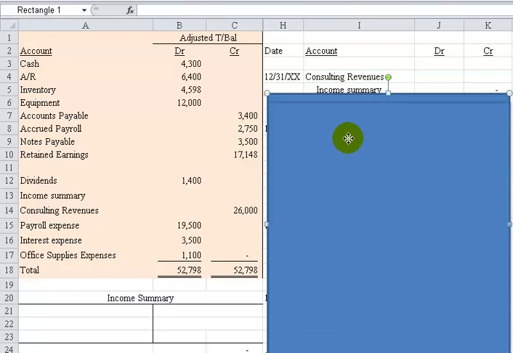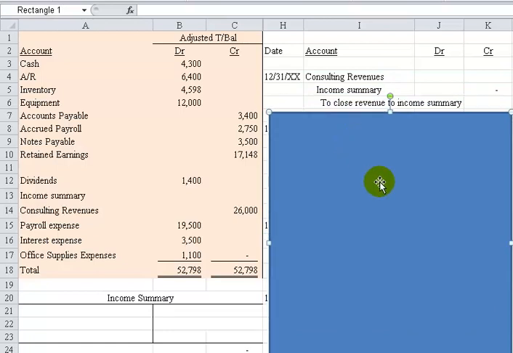So the first thing we're going to do is this entry right here. We're going to close out the income to income summary. So I've got consulting revenues of $26,000. So I'm going to debit $26,000, if I can type it in right, and credit income summary. And that's our first entry.